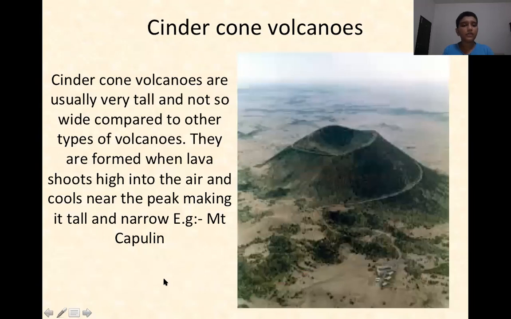Cinder cone volcanoes. Cinder cone volcanoes are usually very tall and not so wide compared to other types of volcanoes. They are formed when lava shoots high into the air and cools near the peak, making it tall and narrow. Example, Mount Capulin in New Mexico.